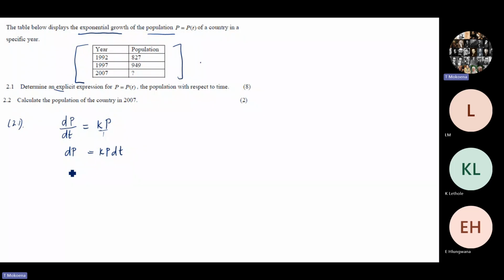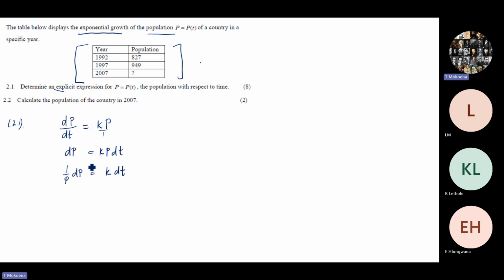So I'm going to have 1 over p multiplied by dp, which equals k multiplied by dt. I don't care about k because it is just a constant. So now, would I be able to integrate this? Now we are talking about the integration techniques, the ones that we started with at the beginning of the year.